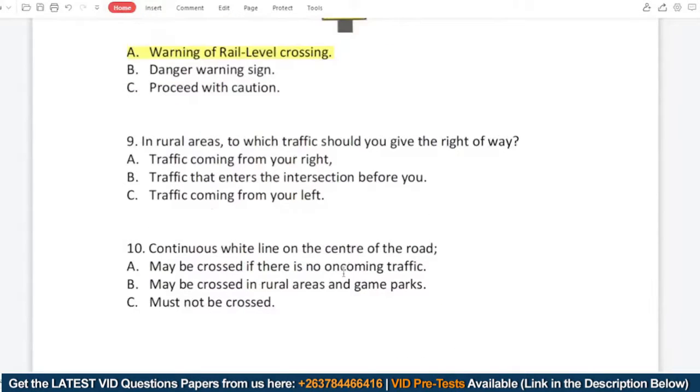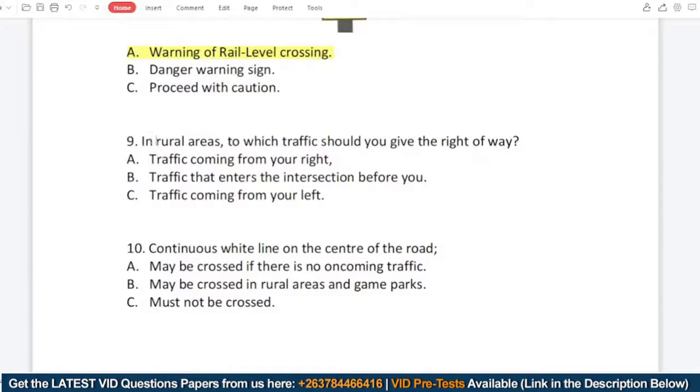Number 9, in rural areas, to which traffic should you give the right of way? Option A, is it traffic coming from your right? Option B, traffic that enters the intersection before you. Or option C, traffic coming from the left. So you give the right of way to traffic that enters the intersection before you in rural areas.